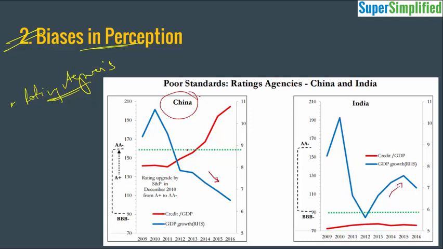If you see China's credit to GDP ratio, it is increasing, which is not good for the economy. And for India, it is under control. So that way the Indian economy is doing better. But what we see here is, in December 2010, rating agencies increased the rating of China from A plus to AA minus, whereas for India it is still BBB minus, triple B minus, right? So this is a kind of bias which is seen in the ratings given by the various international rating agencies.